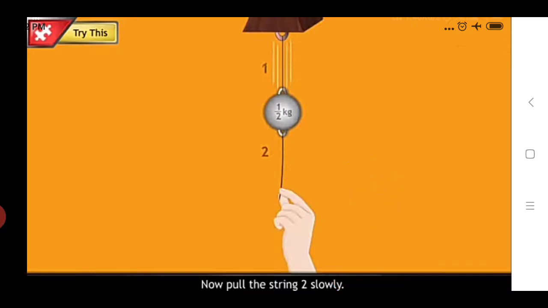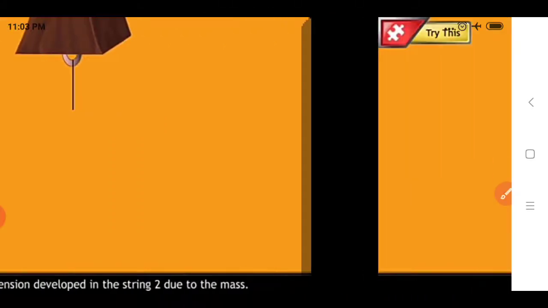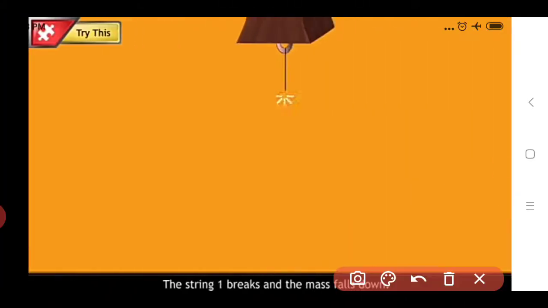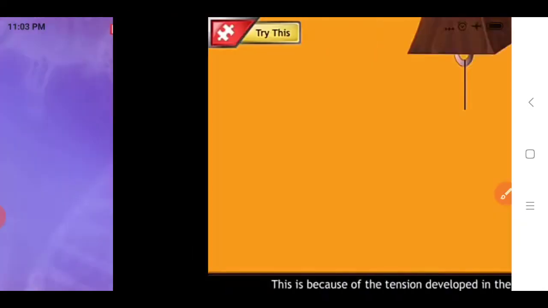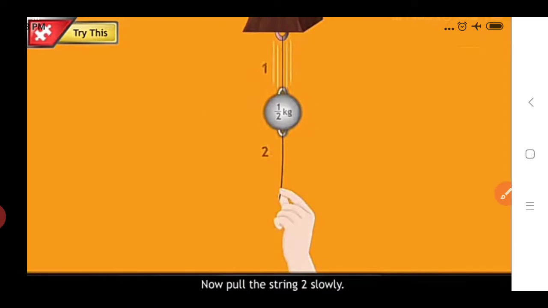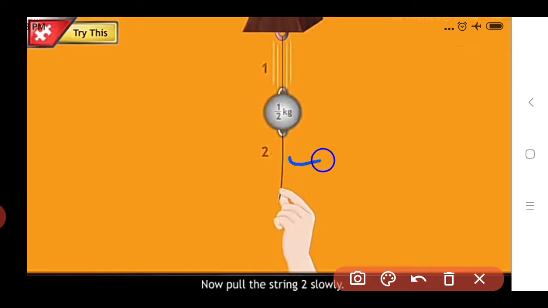Then after pulling this, what happens? There is tension applied in string 1. Here, string 1 breaks and the mass falls down. Why does this happen? This is because of the tension developed in string 2 due to the mass. So if we look at this example again, when we pull string 2 slowly, not suddenly, what happens when we pull this string 2?